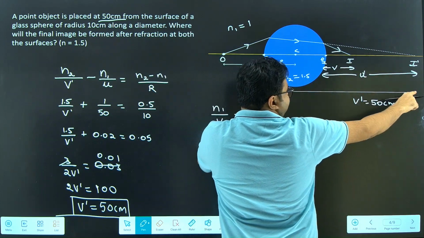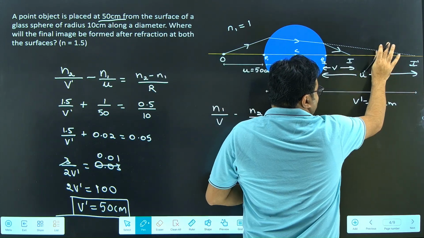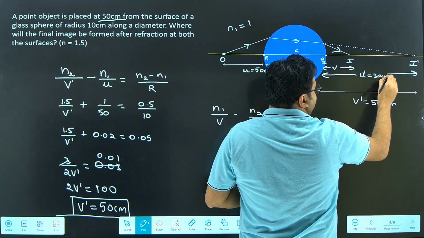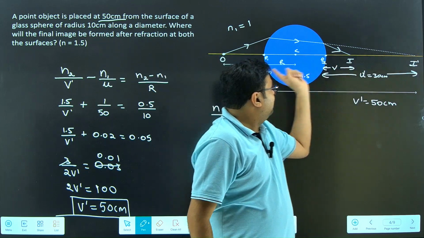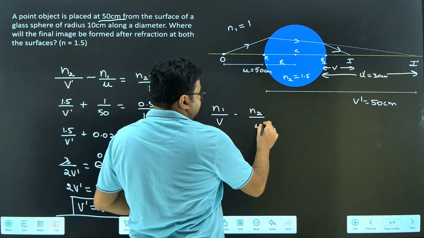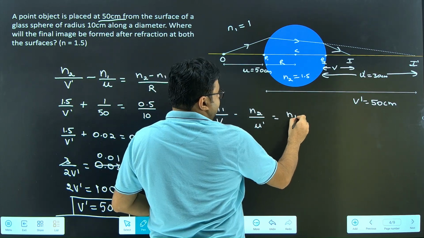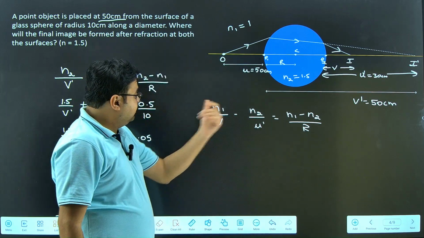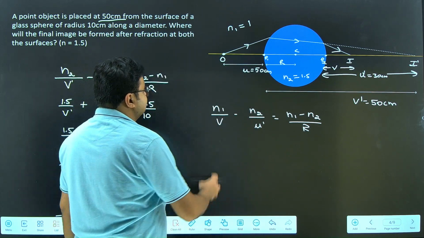From here to here it's 50, from here to here it's 20, so obviously u dash would become equal to 30 centimeter, because it's 50 minus the diameter, that's 20. So automatically you can write it as u dash equal to n1 minus n2, difference in refractive indices, divided by radius of curvature r. Let us substitute and get the answer.